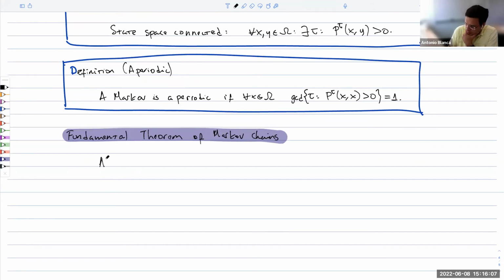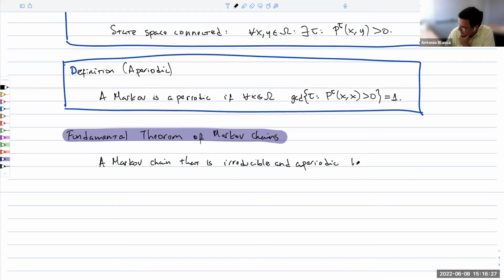A Markov chain that is irreducible and aperiodic has a unique stationary distribution and converges to it.